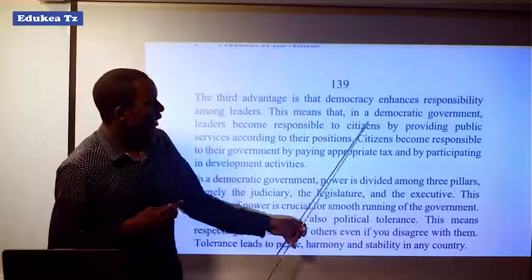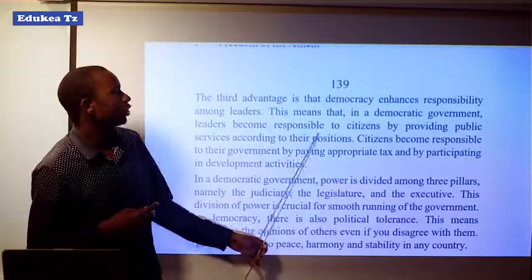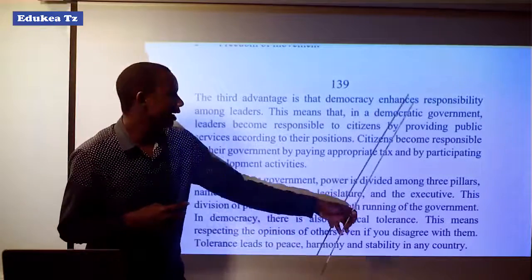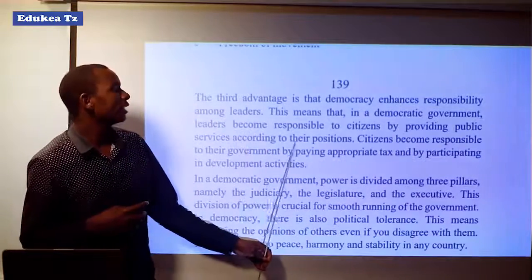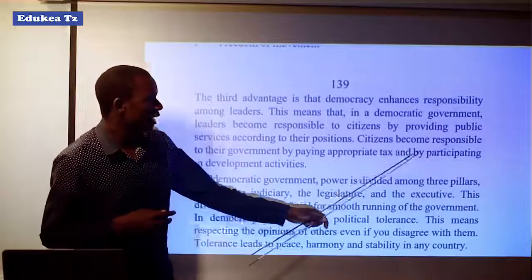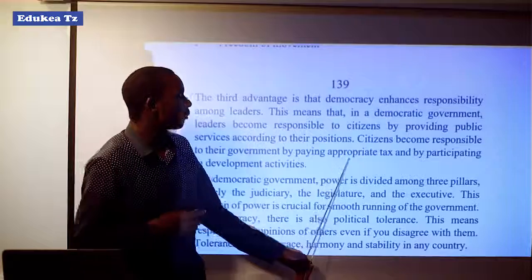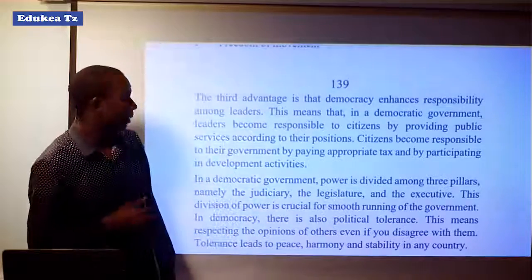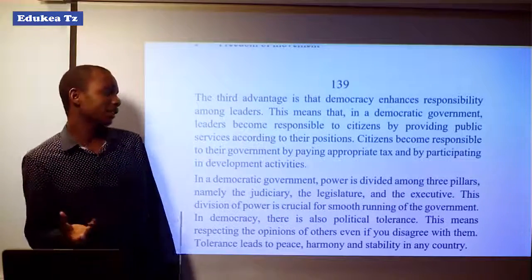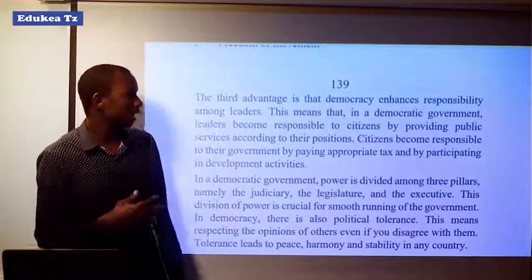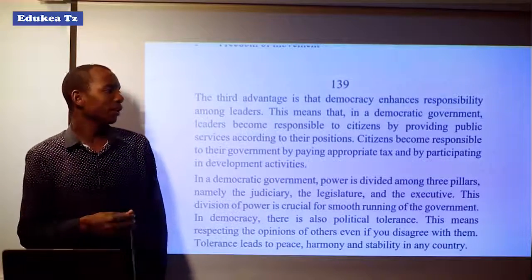This means that in democratic government, leaders become responsible to citizens by providing public services according to their positions. Citizens become responsible to their government by paying appropriate tax and by participating in development activities. So that is also another importance of democracy.